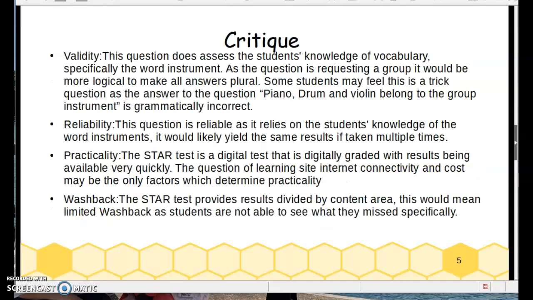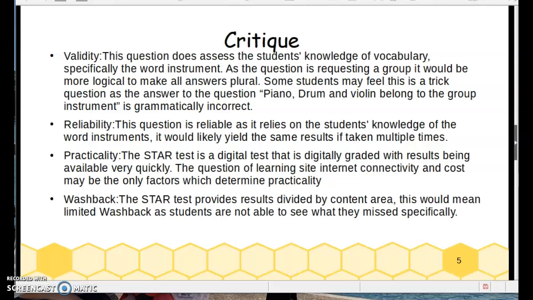So for validity, this question does assess the student's knowledge of vocabulary, specifically the word instrument. Some students may rephrase the question to themselves, such as piano, drum, and violin belong to the group instrument, which is grammatically incorrect, possibly making them change their answer. So that's why I would change the wording.